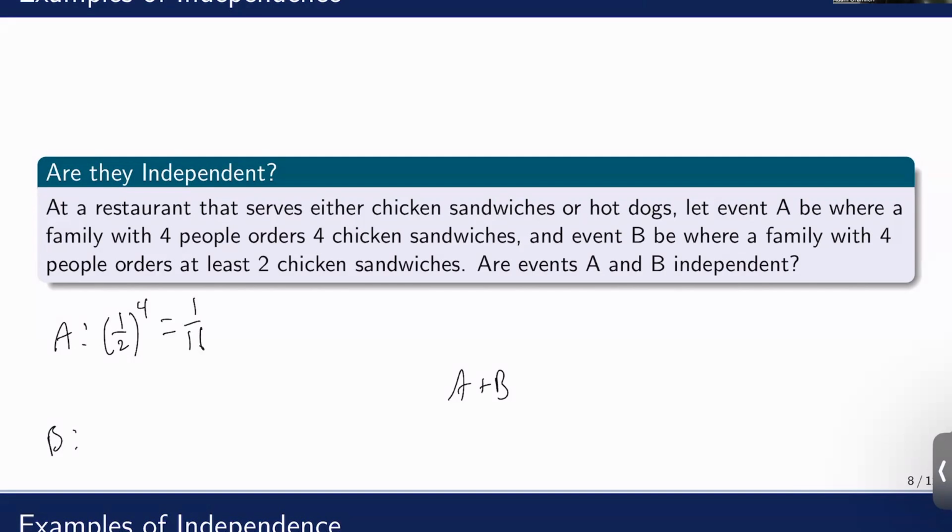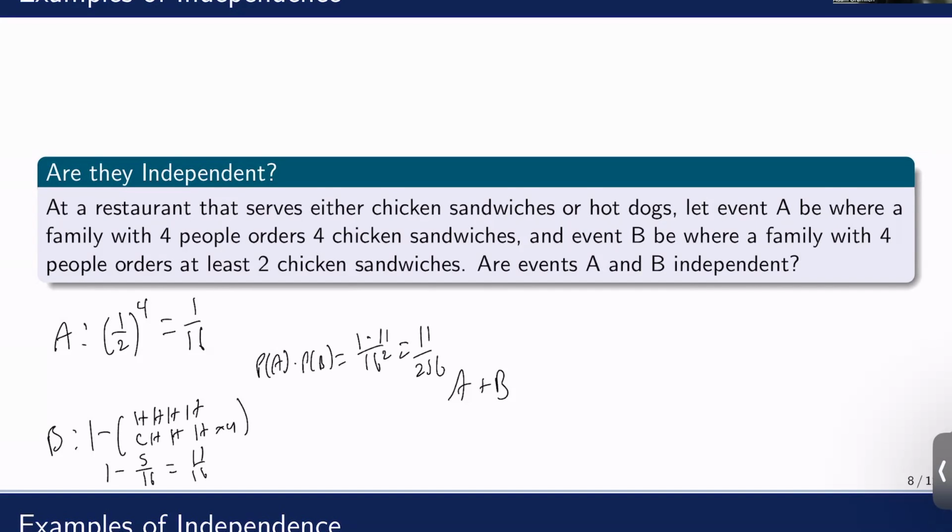For event B, it's probably easier to look at the probability where it doesn't happen. So we're going to complement it and look at all events where it doesn't happen. Well, there's 5. You have hot dog, hot dog, hot dog, hot dog, and then all combinations of one chicken sandwich. This is 1 minus 5/16 or 11/16. So probability of A times probability of B is equal to 1/16 times 11/16, or 11 over 256. For A and B, we need to look at probabilities where they have both of these.